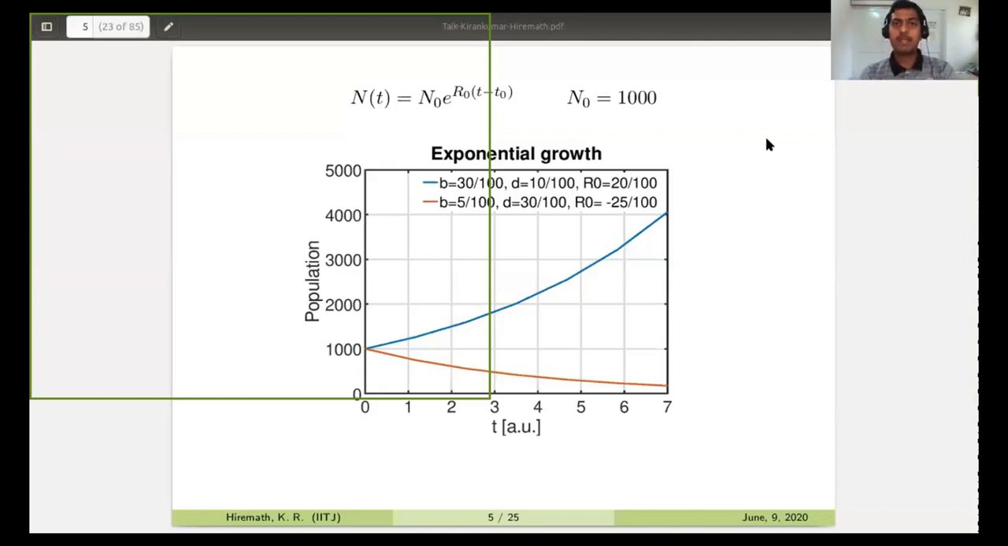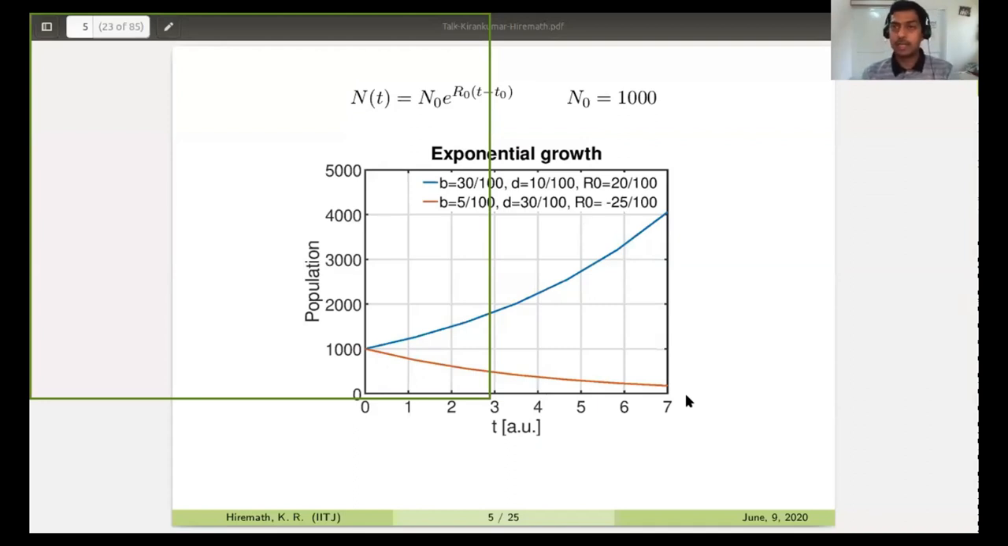So what will happen if this growth rate is negative? For example, suppose the birth rate is 5 births per 1,000 population in unit time. Death is high. It seems it's an old population, or a population where there are more deaths, 30 deaths per 1,000. So in this case, this growth rate R0 is minus 25. The simulation result, shown by this red line, shows that population starts with 1,000, and as time goes, population decreases, and eventually it becomes zero. The population becomes extinct.